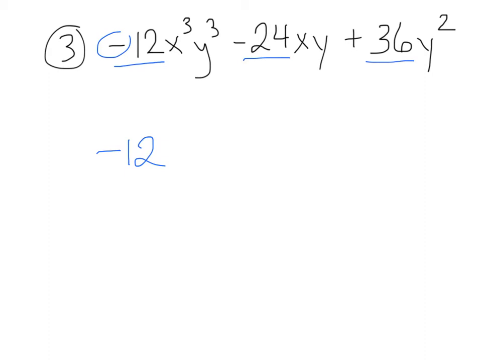And now I'm going to go to my x terms. So I'm going to look at the x's of each one. I have an x there, and there's no x in my third term with this 36y over here. There's no x over here. So I can't factor an x out because it's not in all three terms.